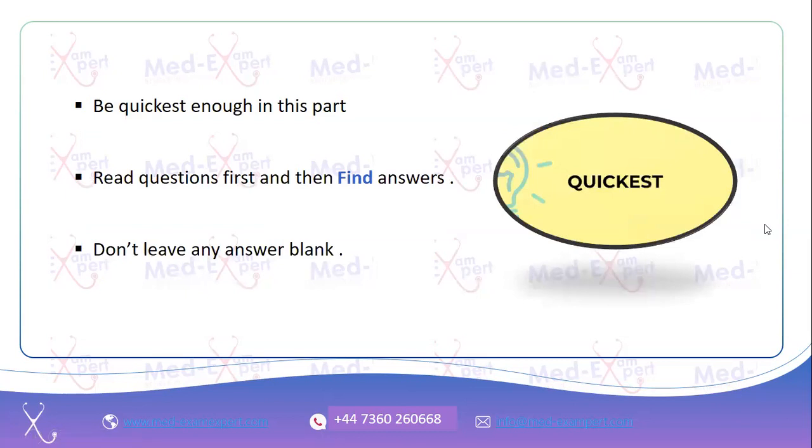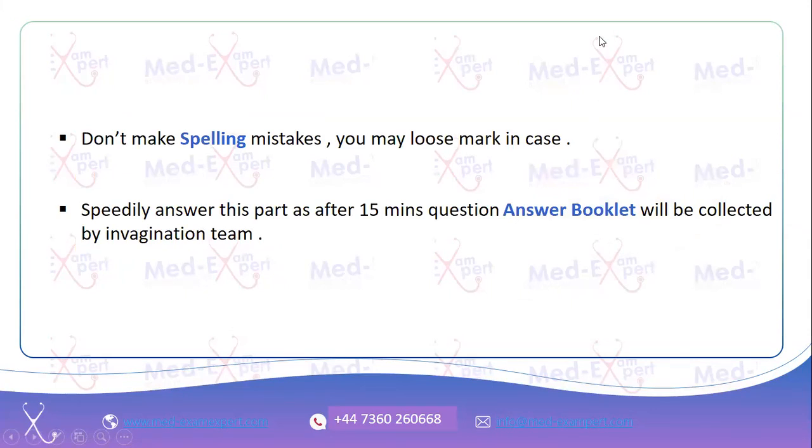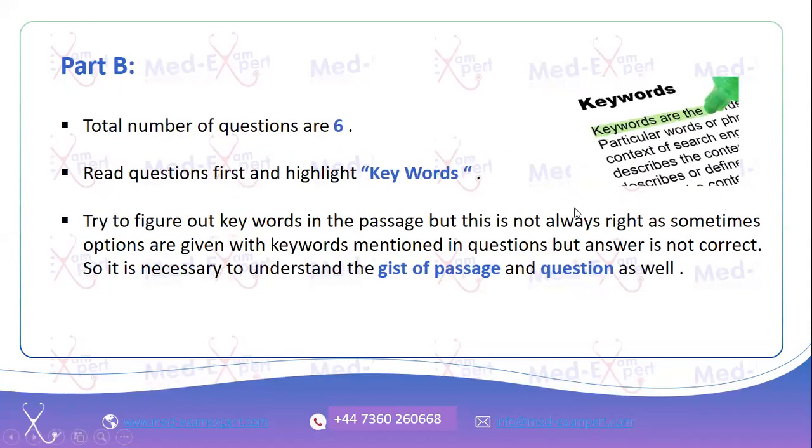Read questions first and then find answers. Don't leave any answer blank. Don't make spelling mistakes, you may lose marks that way. Answer this part speedily, as after 15 minutes, the question answer booklet will be collected by the invigilation team. So Part A is the easiest, and you have to find answers by reading the question first. After 15 minutes, question booklets will be collected, and you will have no chance to write the answers. For Part B and Part C, you will be given another answer booklet to solve it.